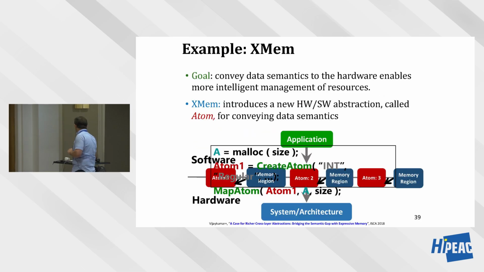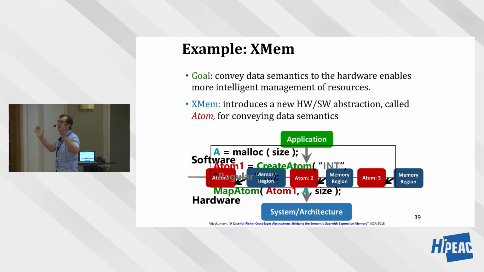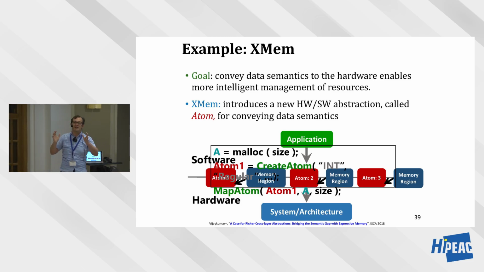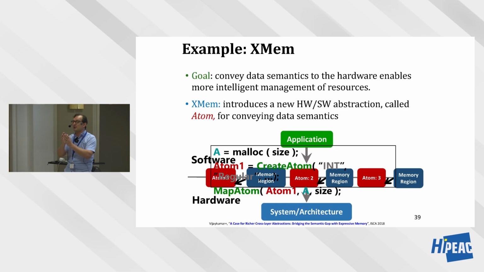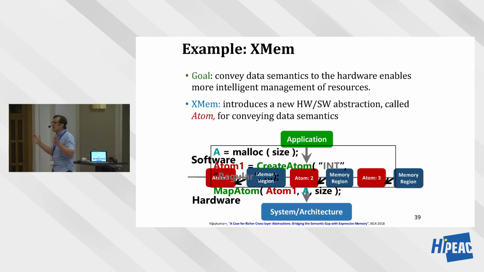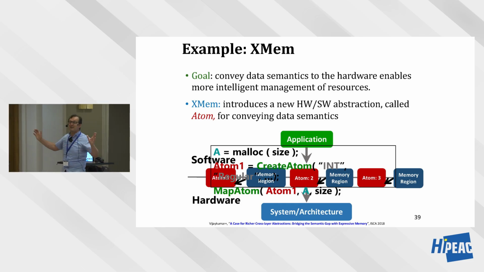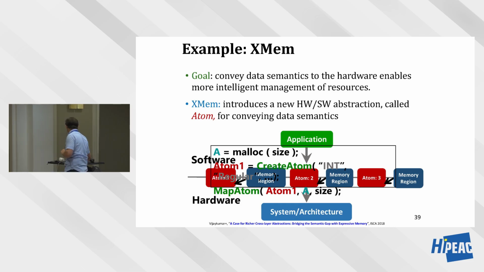So what is the idea? There's a new hardware-software abstraction we call Atom for conveying data semantics. At the high level, you have memory regions. Memory regions are associated with atoms, and this atom specifies characteristics of that particular memory region. So what is this memory region? It could be at the page granularity, it could be larger, it could be smaller. Ideally, it may be at the data structure granularity, but the granularity is an important aspect that is discussed in this paper and in the later paper that I'm going to mention.